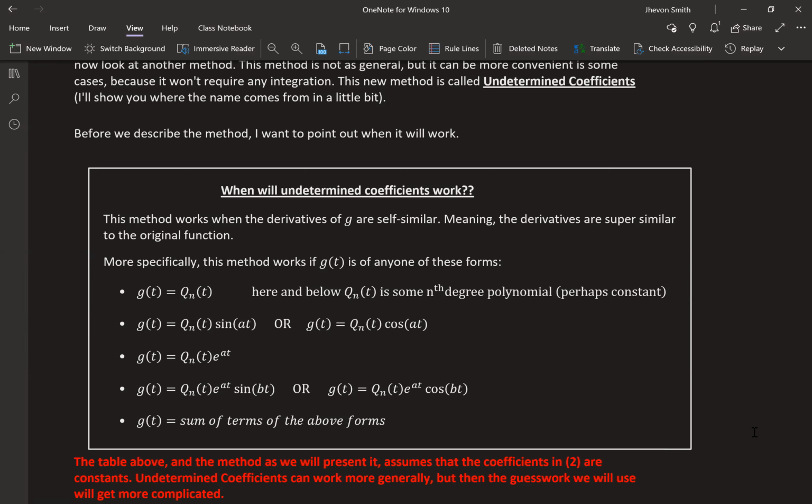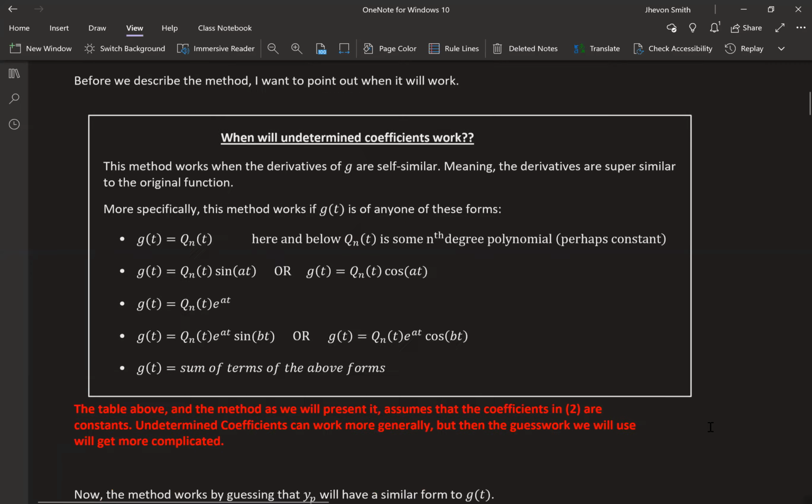You cannot apply it in general. So if your right side looks like a secant, you can't do it. You can't do undetermined coefficients. Or if it's a tangent, you cannot do undetermined coefficients. Or if the right side is 1 over the radical of t squared plus 1, you cannot do undetermined coefficients. You can only do undetermined coefficients in this situation. So that's very important for you to know.